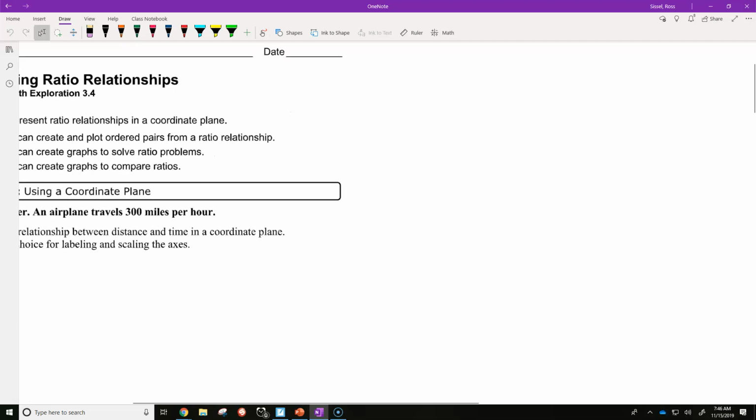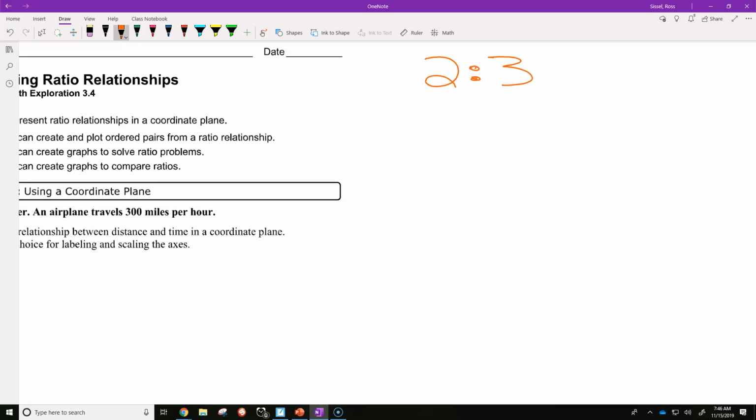In 3.1, we learned how to identify a ratio. Like, hey, I have a ratio of something, 2 to 3. We learned how to write that. I have 2 boys for every 3 girls. We learned to write that ratio out. So that's all we did in lesson 1. We were learning to identify any ratio.